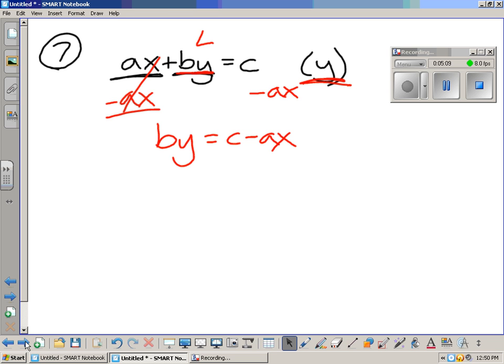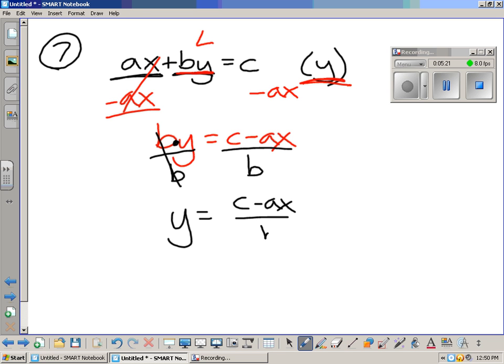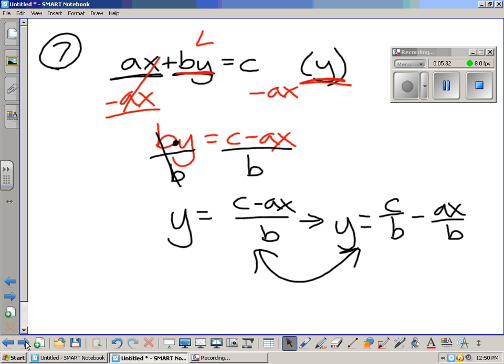And then the final step that I'm going to take to get y alone is to divide by b. Since the b and y are separated by multiplication, the inverse is division. So I can leave it as c minus ax over b, or I could write this as y equals c over b minus ax over b. Both of these are acceptable.